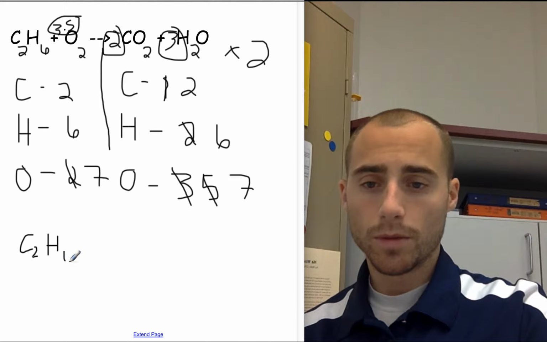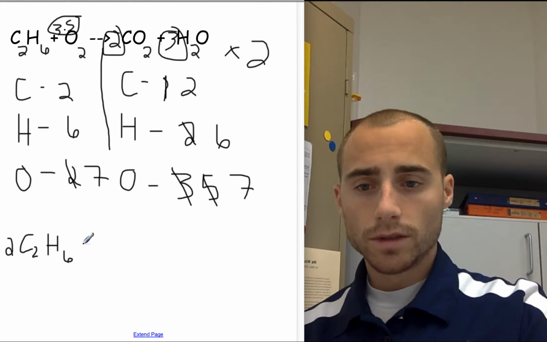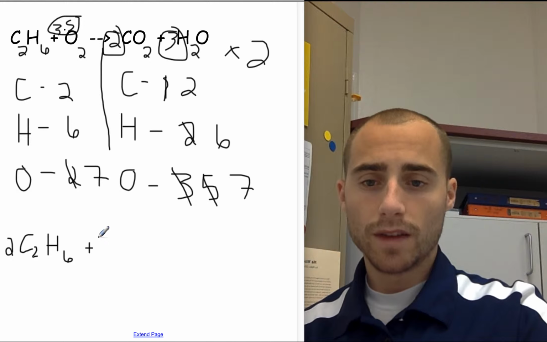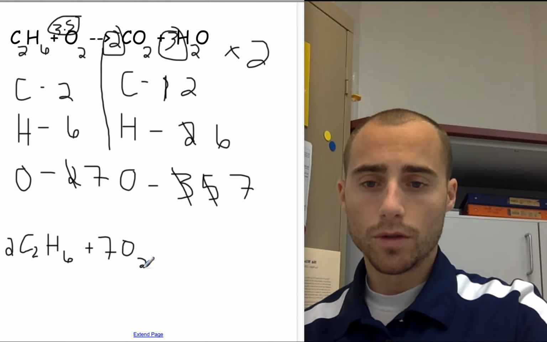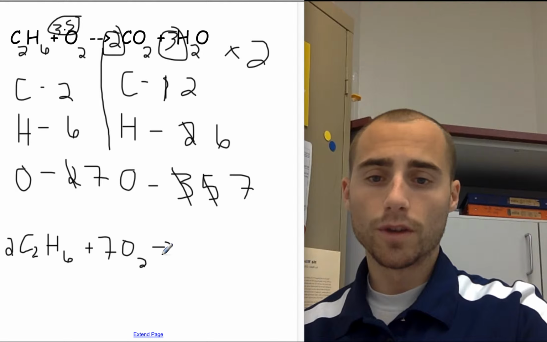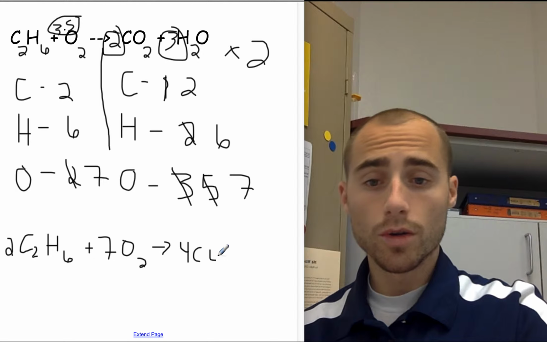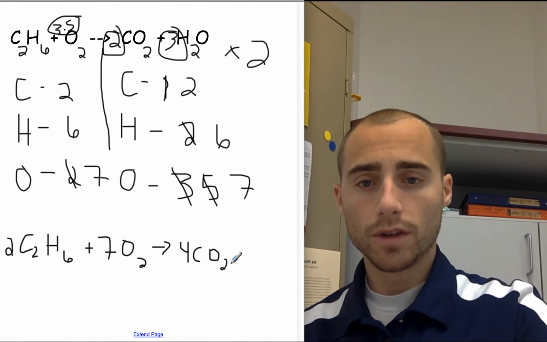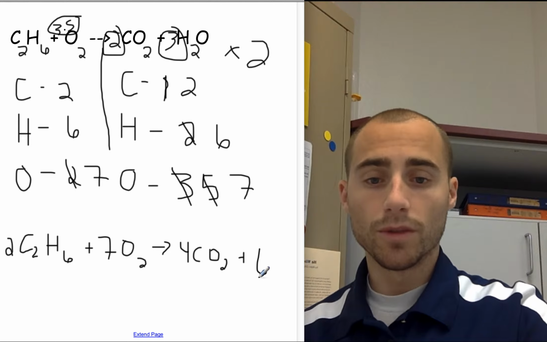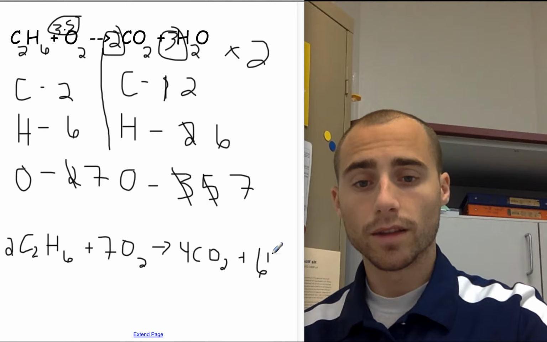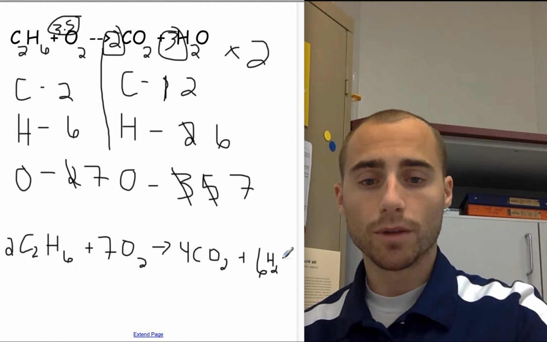You're going to end up with C2H6, but you multiplied everything by 2, so there should be a 2 in front of this, plus 7O2, and that's going to give us 4CO2. 4CO2, sorry, I'm writing kind of slow with my marker here. 4CO2 plus 6H2O, because you multiplied everything by 2 for that little oxygen over there, so that it could not be 3.5, so it could be 7.